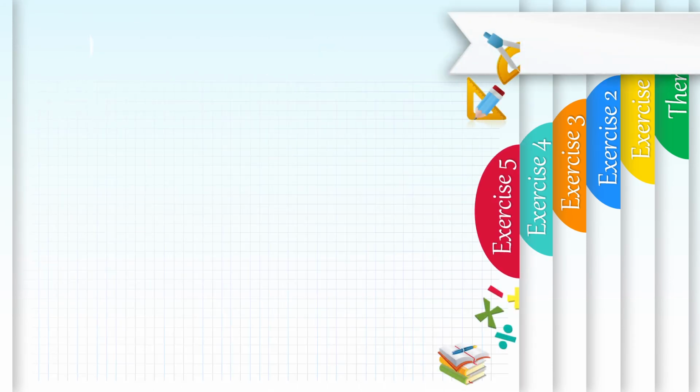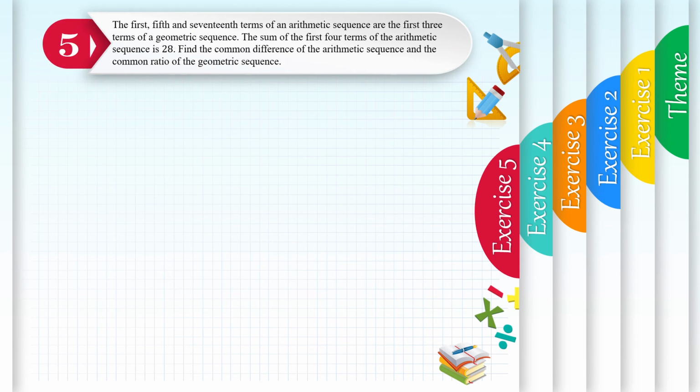In exercise number 5, we have the following. The first, the fifth, and the 17th term of an arithmetic sequence are the first three terms of a geometric sequence. The sum of the first four terms of the arithmetic sequence is 28. Find the common difference of the arithmetic sequence and the common ratio of the geometric sequence. So what do we have in this exercise? We have an arithmetic sequence, and we also have a geometric sequence.